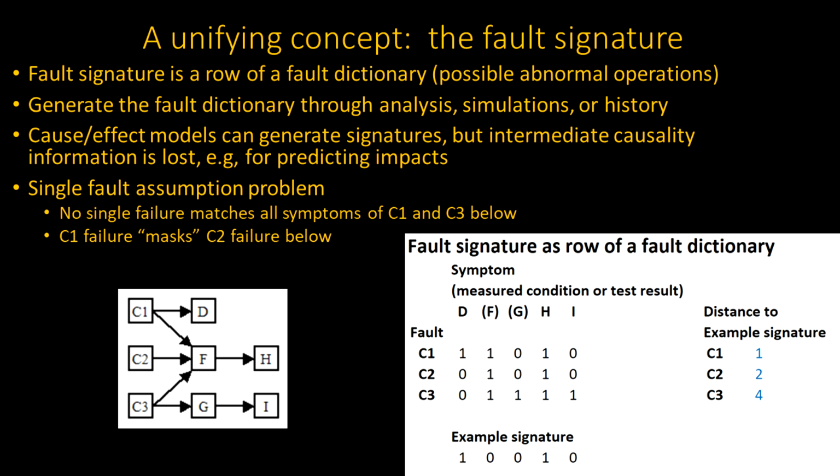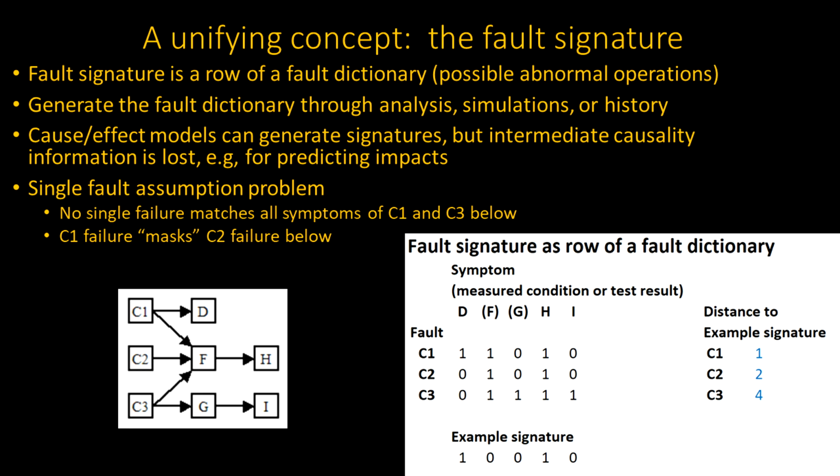The biggest problem with these is that implicit in all of it, there's a single fault assumption. Depending on the method, some cases can be worked around. But the problem is, look at what happens for C1 or C3 as root causes. There is no single failure that matches all symptoms. If both C1 and C3 fail, then you get a pattern that is different than any one of the root causes that's in your table here.